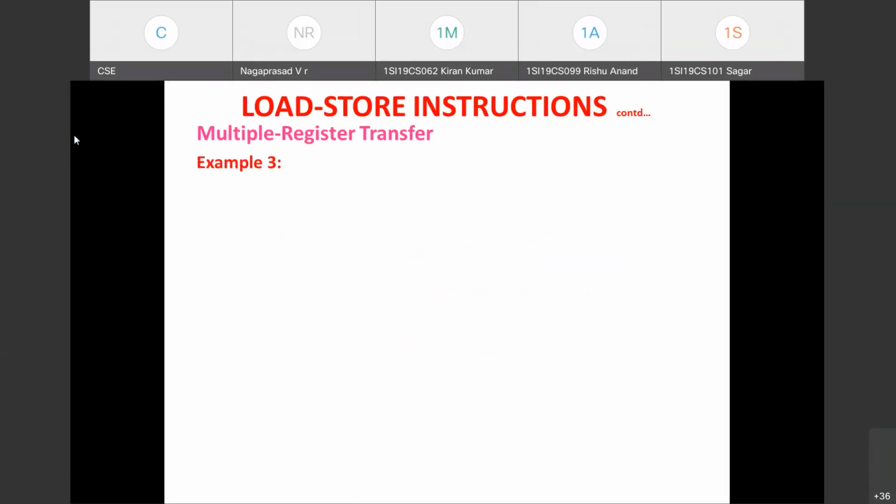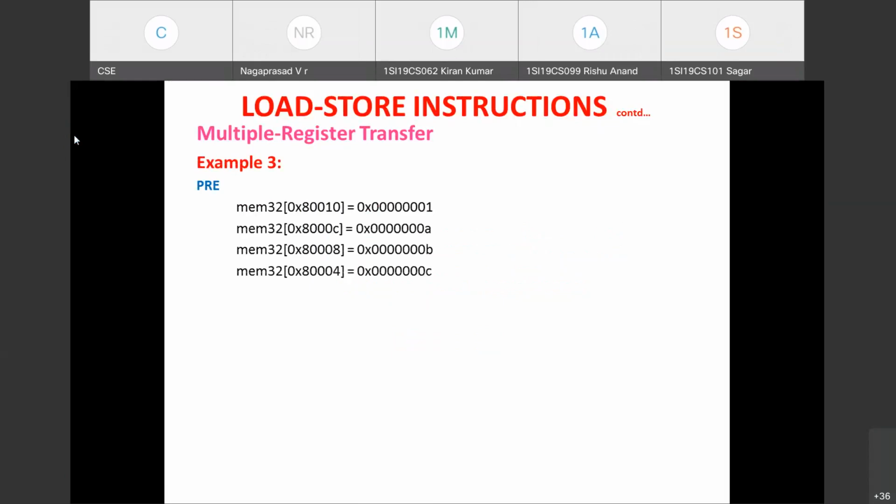Coming to the next example. So this is for explaining decrement after addressing mode. Okay. This is the precondition. Assume these data in the memory: 80010 with value 1, C with A, and 8008 with value B, 8004 with value C.